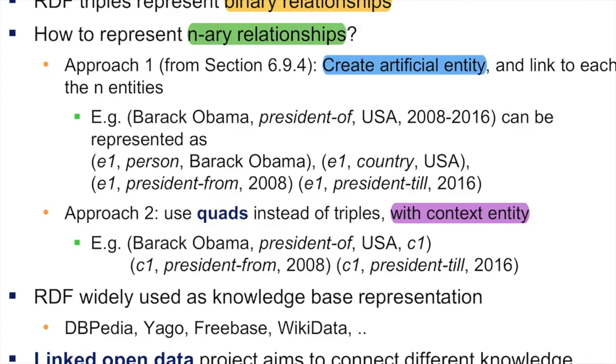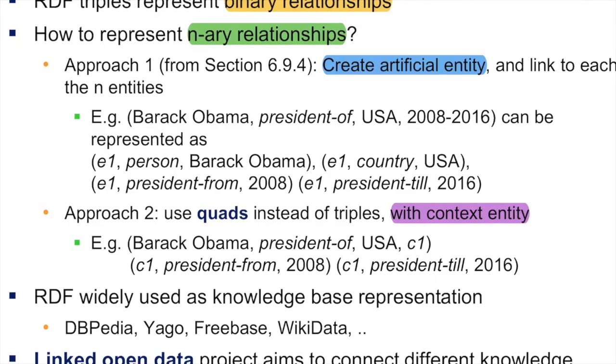If we will represent this using approach 1, we need to define an artificial entity na E1 para ma-decompose yung apat na to into 4 triples na nandun lahat si E1 and specify na ano to, parang ID, attribute name, and then value. So, magkakaroon tayo ng E1, person, Barack Obama, E1, country, USA, E1, president from. So, parang tinry mo i-decompose yung n-ary relationship into n triples by creating an artificial entity.